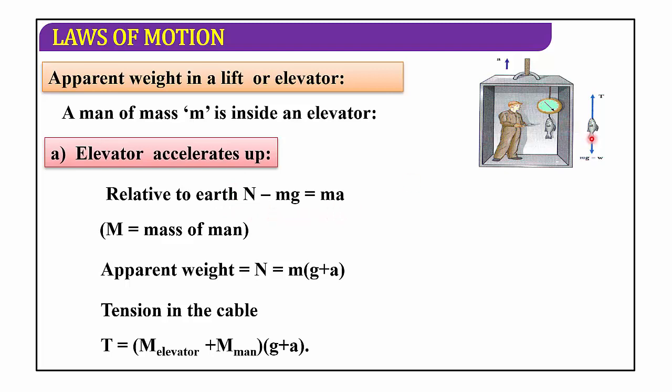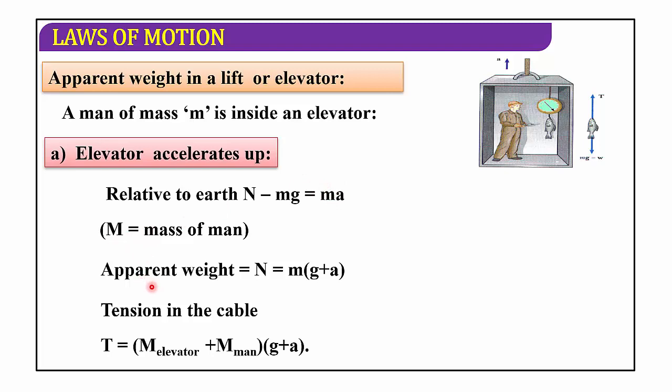You can observe this diagram. The elevator is moving upward, right? So the downward force, the weight of the block, is acting downward, W equal to mg. Normal reaction is acting upward, right? So W and normal reaction are equal and opposite. So we can write N minus mg, and the elevator is moving upward, so F equal to ma. Mass M is the mass of the man.